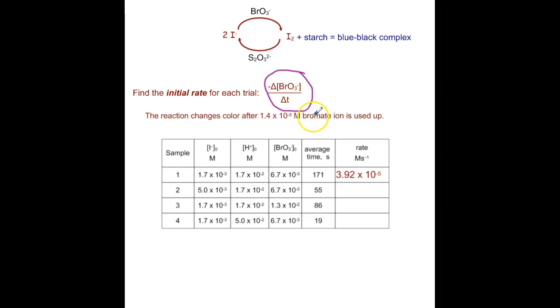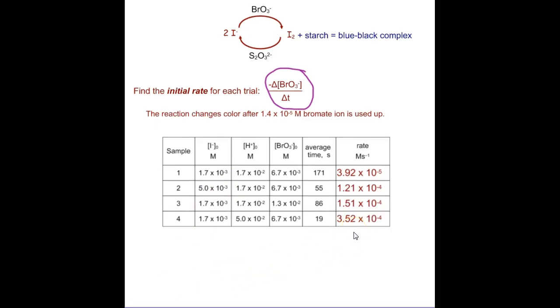So to do that, I did the first one. I took the change in bromate, 6.7 times 10 to the negative third, to 0, over my change in time, 171 seconds, and divided. So pause the video and do that for the next 3. So here are the results I got. These are the rates we're going to use for the rest of the experiment.